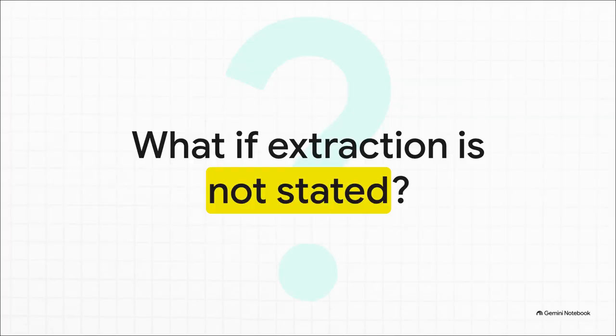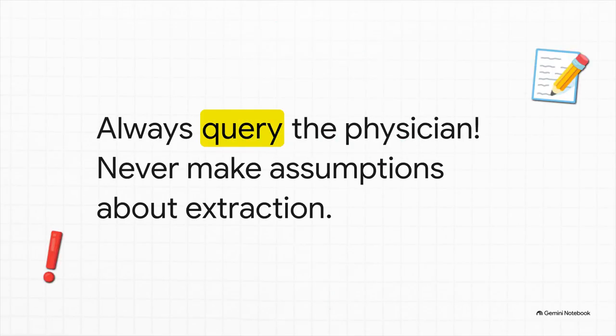Let's look at a common, real-world pitfall with that third question. Let's say you're auditing an op note. The surgeon clearly writes that the stone was fragmented, but then, nothing. The note just abruptly ends. It never explicitly states whether those fragments were left in there to pass naturally or if the surgeon manually retrieved them with a little stone basket. What do you do? You have to query the physician. Seriously, never, ever make assumptions here.